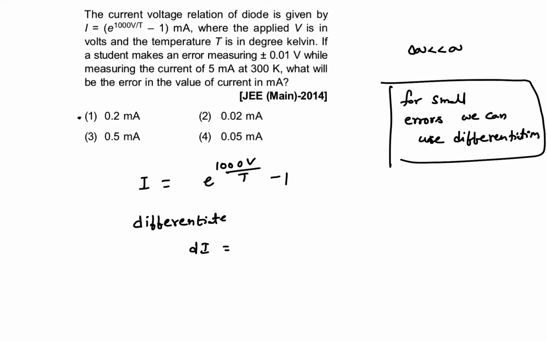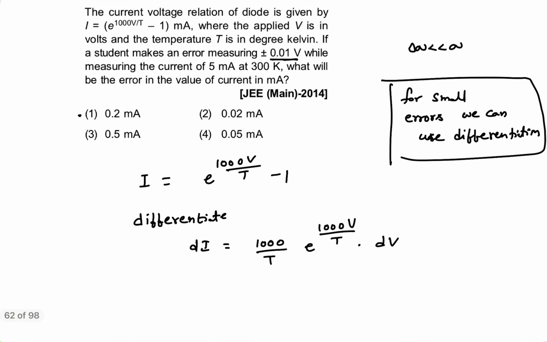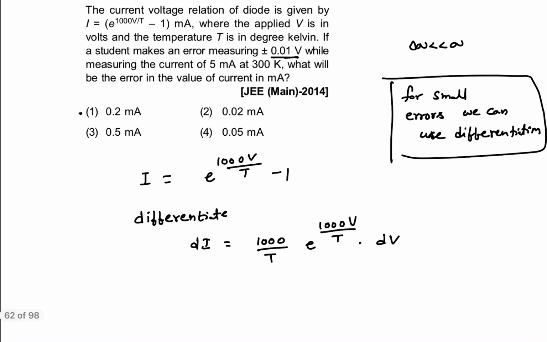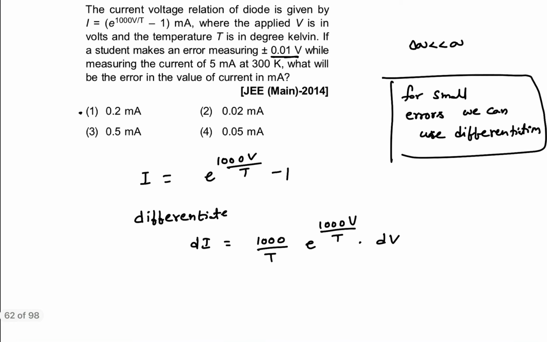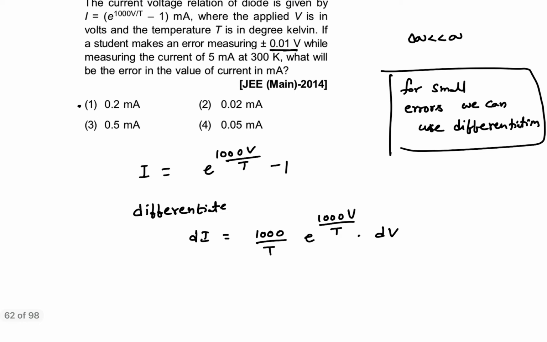I am differentiating. If I differentiate, I will write dI equal to the variable term. The error in measuring voltage is given as 0.01 volt. Temperature is kept constant. I am now writing delta I. They are asking for the dI value, so we can write it as 1000 divided by T into e to the power of 1000 V by T, whole thing into dV. I have differentiated this and got this value.